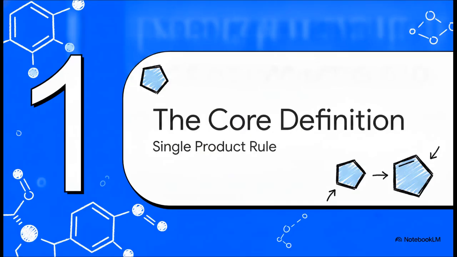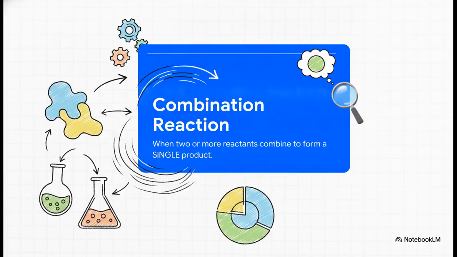Let's move to Section 1, the core definition, the rule of the single product. So, to understand what that underlying thread is, we've got to look at the foundational rule of the chemistry we're exploring today. A combination reaction occurs when two or more reactants combine to form a single product. I really want to deliberately emphasize that for you. A single product. It actually doesn't matter if you start with 2, 3, or even 4 completely different chemicals. The defining characteristic of this entire reaction type is that ultimate two become one dynamic. All of the starting materials merge to form one singular outcome.